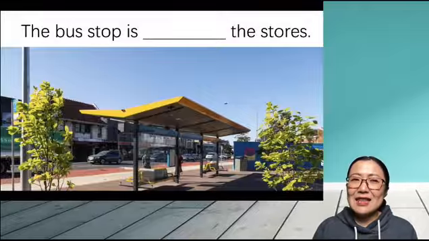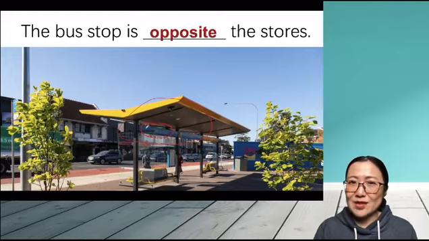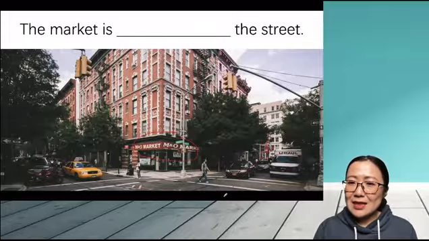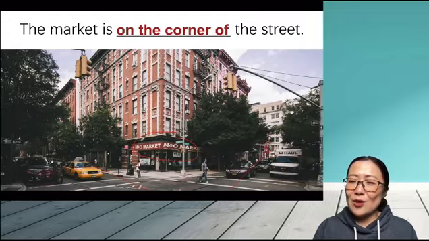And now, let's take a look. The bus stop is what the store? You see, this is the bus stop and this is the store. Yes, we can say opposite the stores, right? Opposite the stores. All right, so the last one. The market is what the street? So you see, this is the street, right? And the market is here. So we can say the market is, yes, on the corner of the street, right? On the corner of the street.